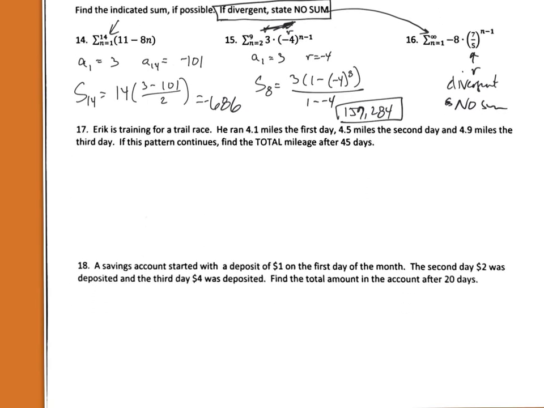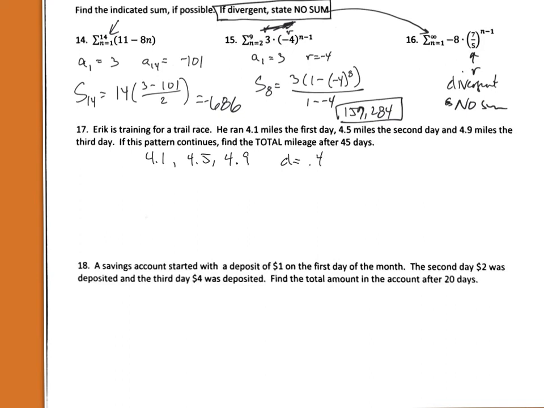Few story problems. I got 4.1 miles on the first day, and then 4.5, and then 4.9. So we know that it's going up by 0.4. So it's arithmetic.